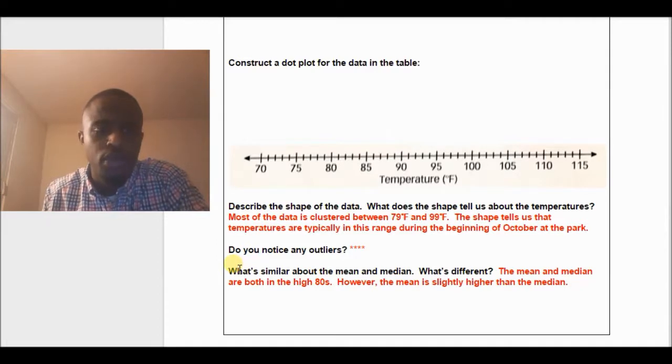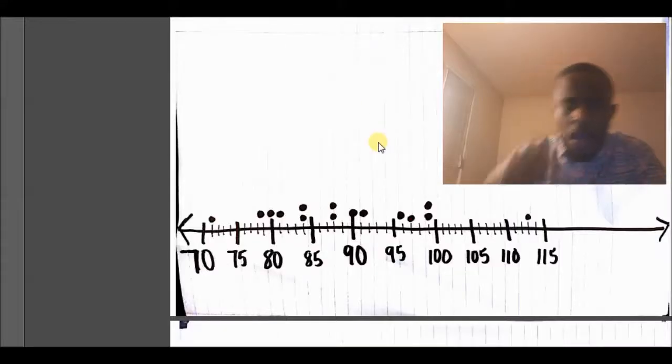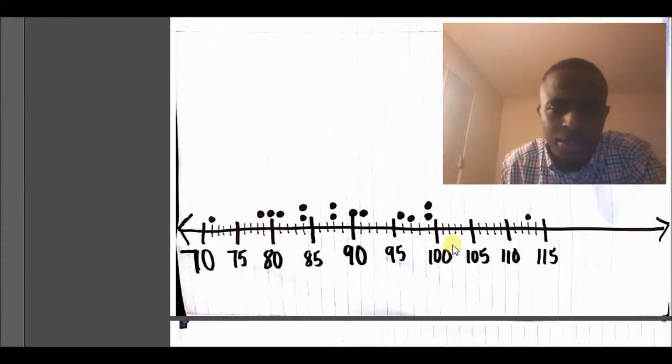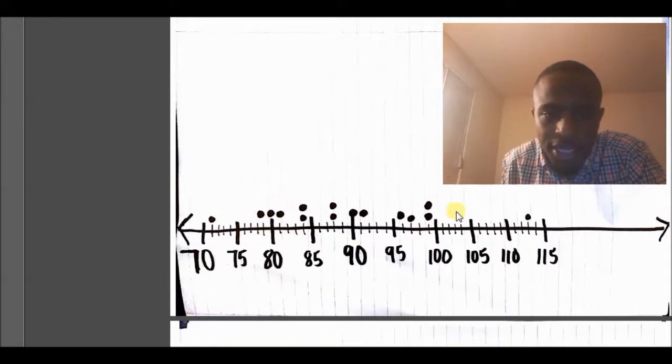Question 2 asks us, do you notice any outliers? And I'm going to flip to my dot plot to see if we can see any outliers. All right, so if we look at the dot plot, basically as we stated, most of our data is clustered in this range.